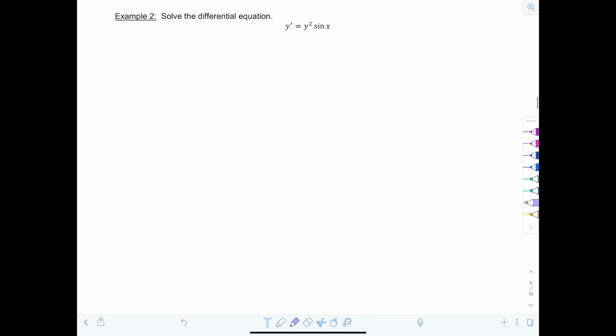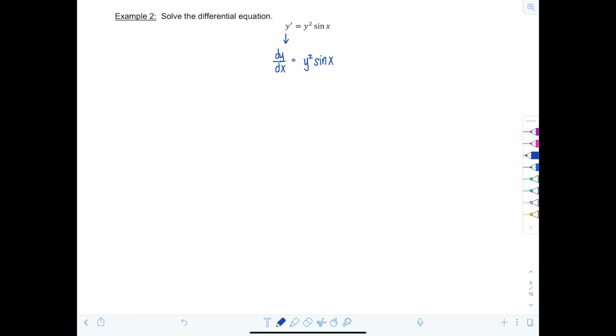Example 2, solve the following differential equation. We have y prime equals y squared times sine x. So to start things off, since it's separable, I'm going to replace y prime with dy/dx. And this is equal to y squared times sine x. Now, notice sometimes the trivial solution, just where your function is equal to 0, is going to be an option that won't emerge when you're solving by integrating, but it's something you want to observe and mention.